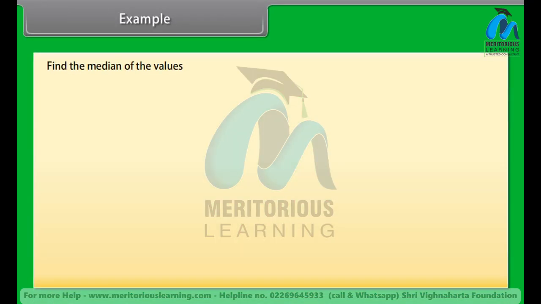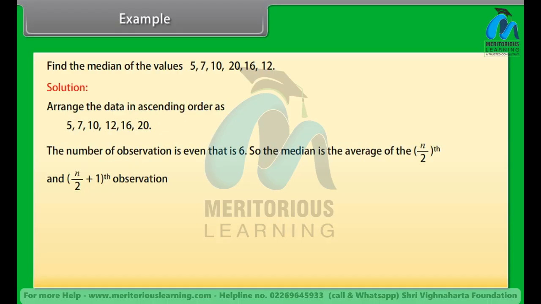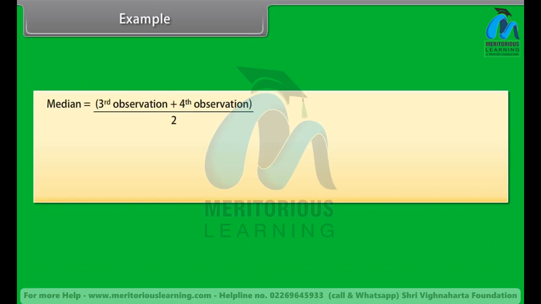Example: find the median of the values 5, 7, 10, 20, 16, 12. Solution. Arrange the data in ascending order as 5, 7, 10, 12, 16, 20. The number of observations is even, that is 6. So, the median is the average of the n by 2th and n by 2 plus 1th observations. The n by 2th observation is 6 by 2th, that is, third, equals 10. The n by 2 plus 1th observation is 6 by 2 plus 1th, that is, fourth, equals 12. Median is equal to (third observation plus fourth observation) by 2, which equals (10 plus 12) by 2 equals 11.